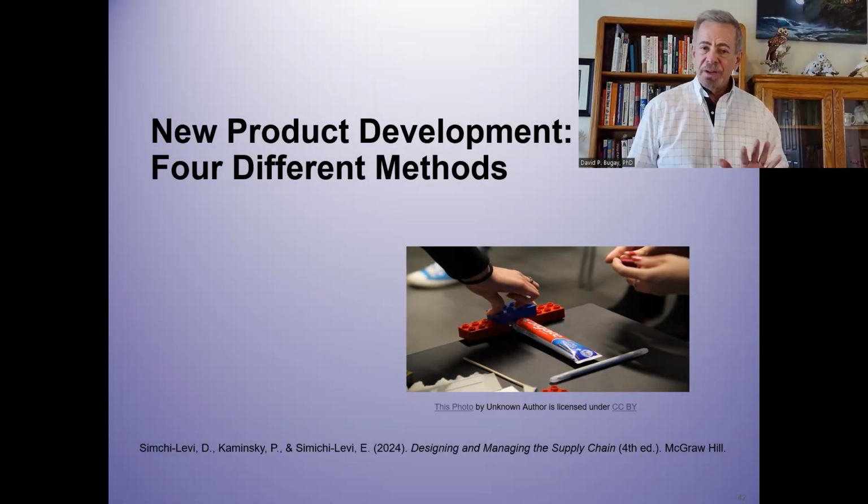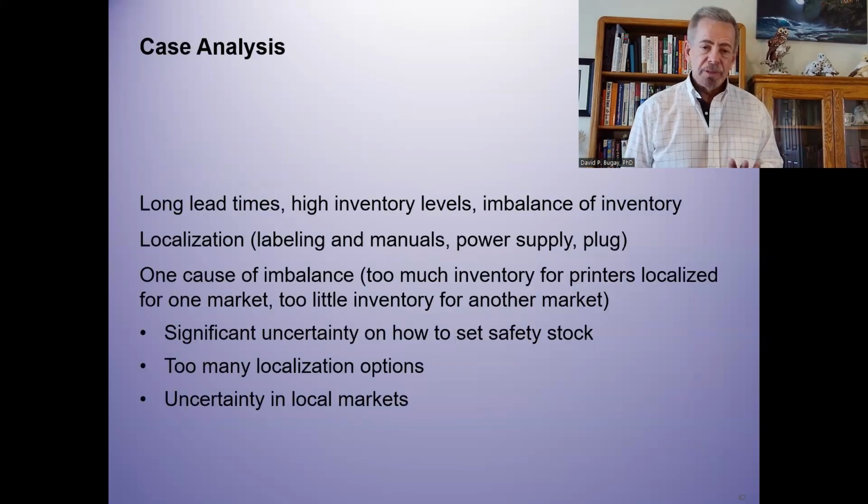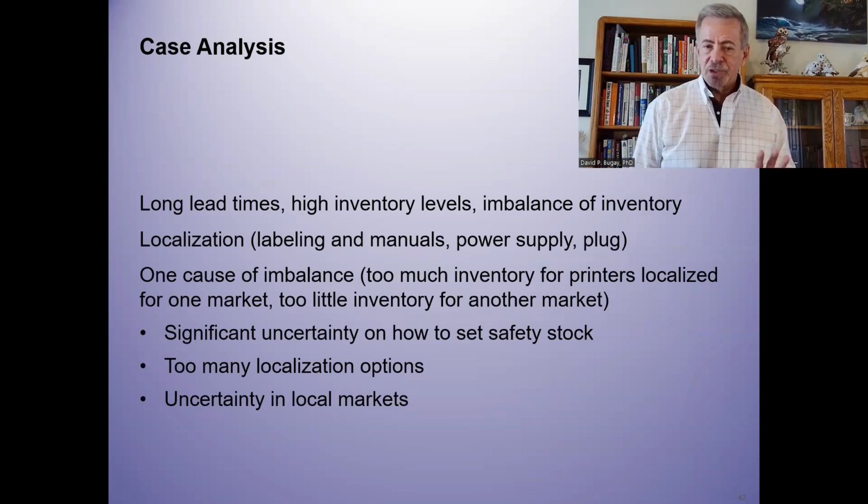Let's look at 4 different product development models. This is part of the aspect of what's going on because you're going to probably customize product development to suit your own purposes. But let's look at the whole aspect of it. No matter what happens, you're going to have long lead times. Your initial launch is going to have some high inventory levels. You're going to have imbalances along the way.